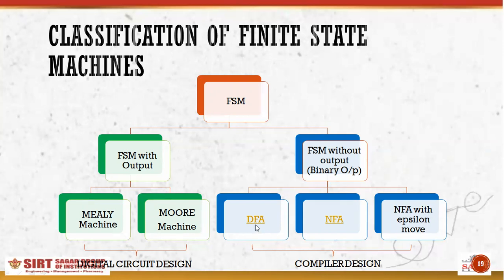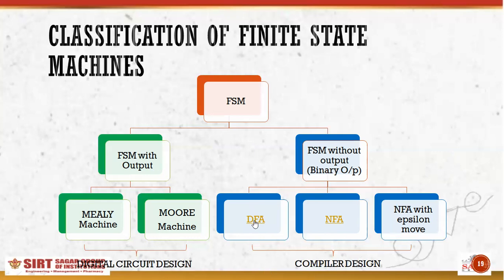DFA, its full form is deterministic finite automata. NFA is non-deterministic finite automata, and the third one is another variant of non-deterministic finite automata, that is with epsilon move. The main application area of these machines is in compiler design, in the various phases of compiler design. So these are the classifications of finite state machine.